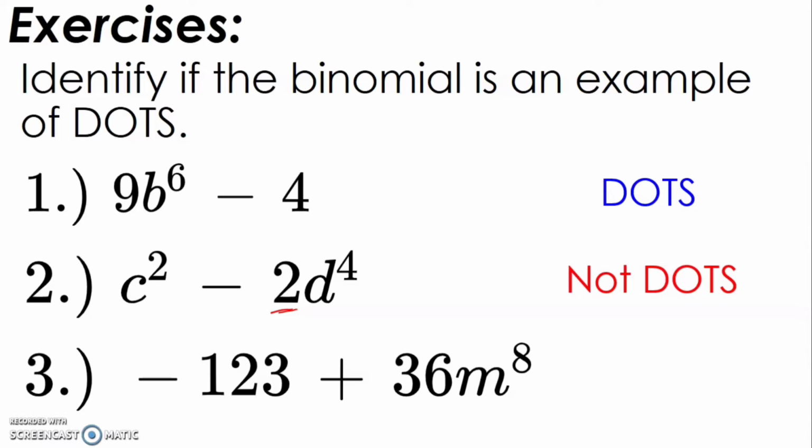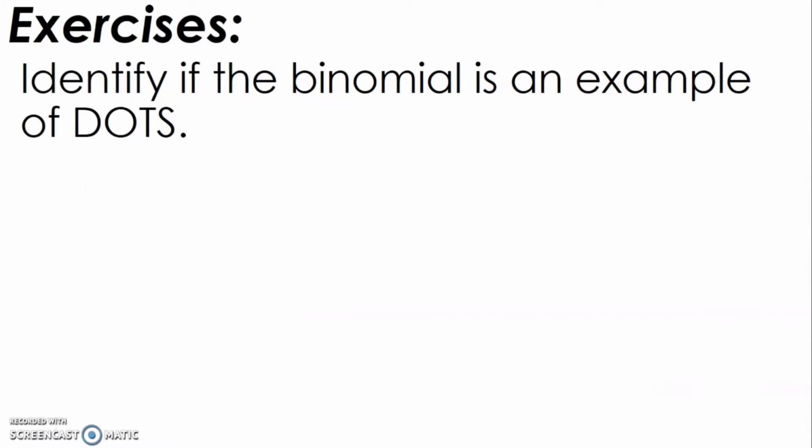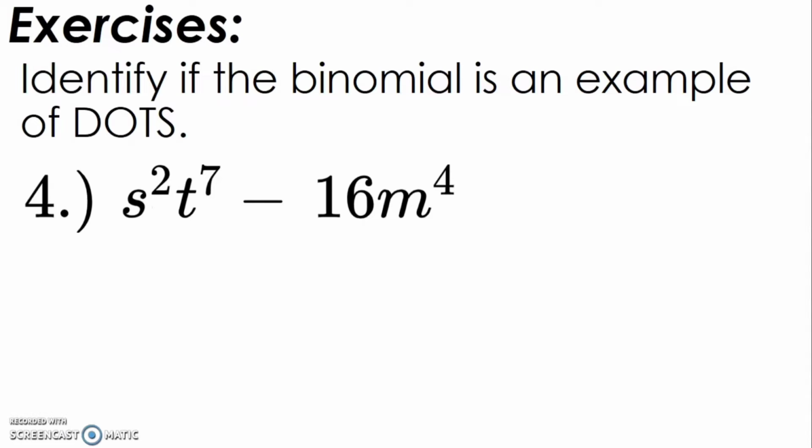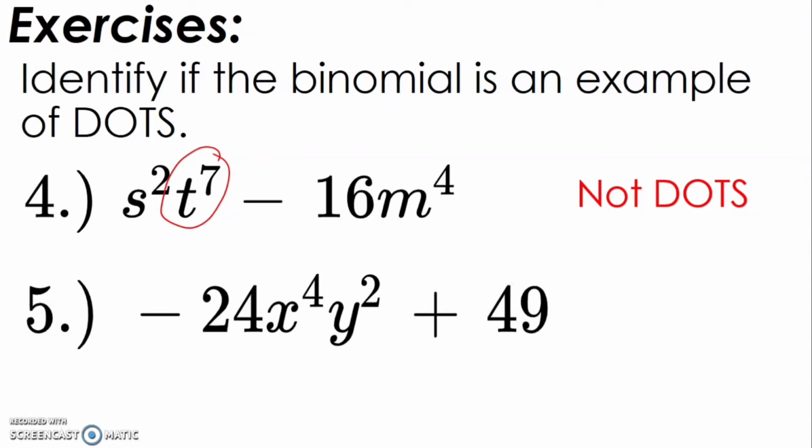How about negative 123 plus 36m raised to 8? Again, this is not an example of DOTS because 123 is not a perfect square. Number 4, s squared t raised to 7 minus 16m raised to 4. Not an example of DOTS because t raised to 7 is not a perfect square. Lastly, negative 24x raised to 4 y squared plus 49. Again, not an example of DOTS because 24 is not a perfect square.